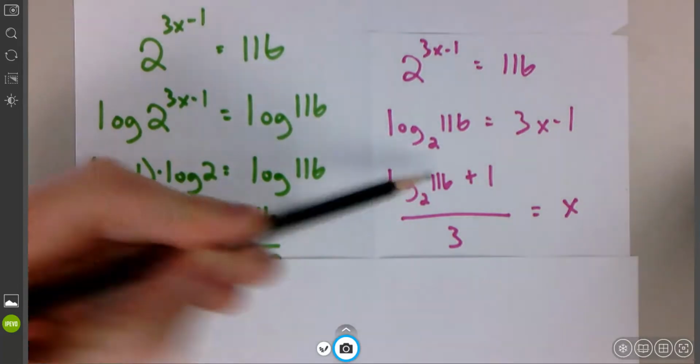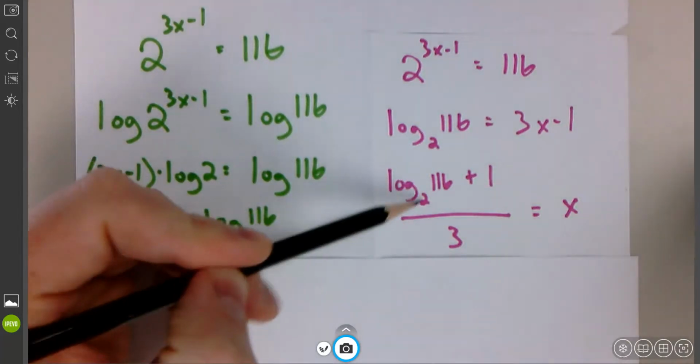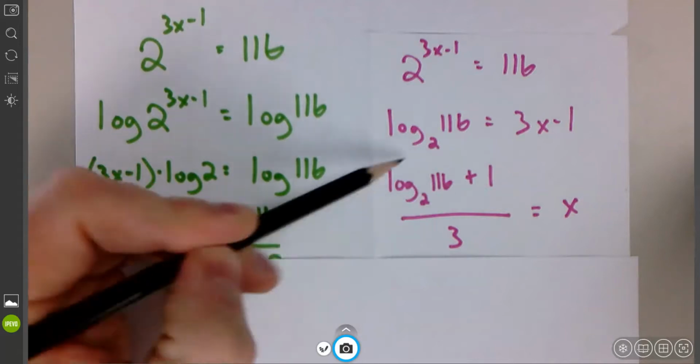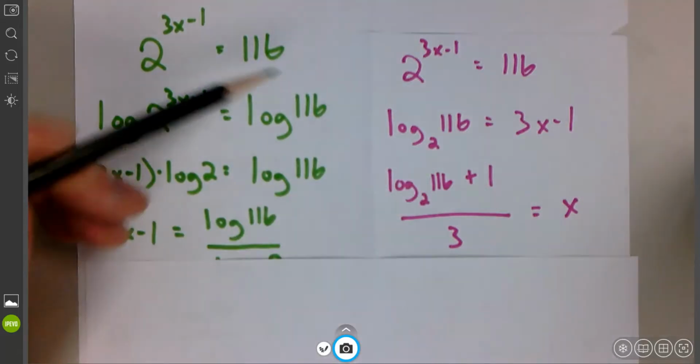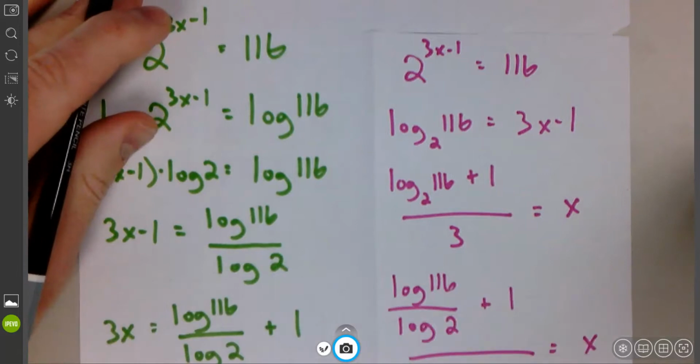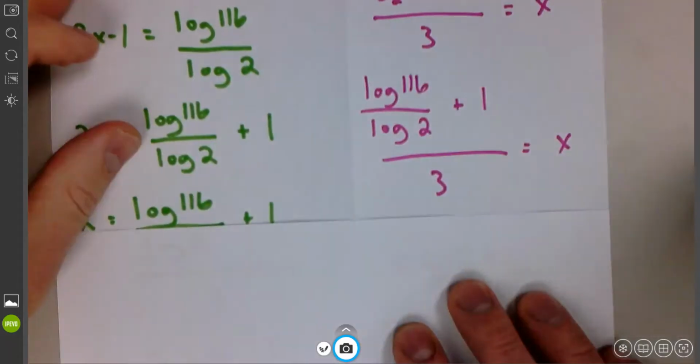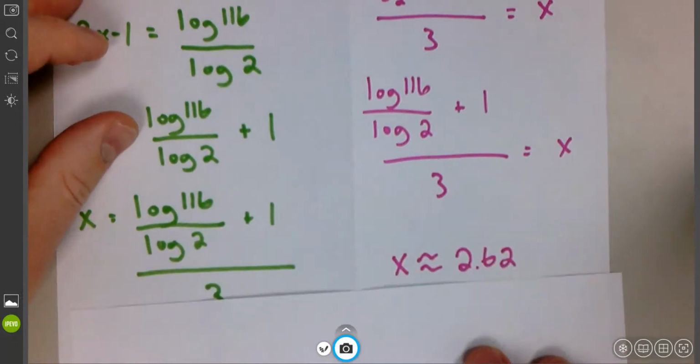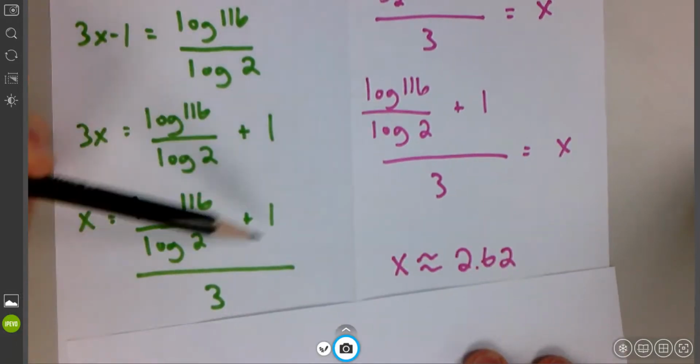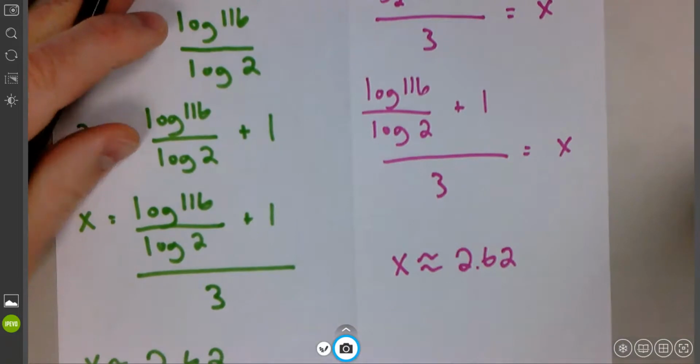And now log base 2 of 116, using the change of base theorem, I could just call that the log of 116 over the log of 2. That's what we just learned. So there it is, log of 116 over the log of 2. And if you notice, they're the same thing. We'll get the same answer, obviously, since it's the same question.